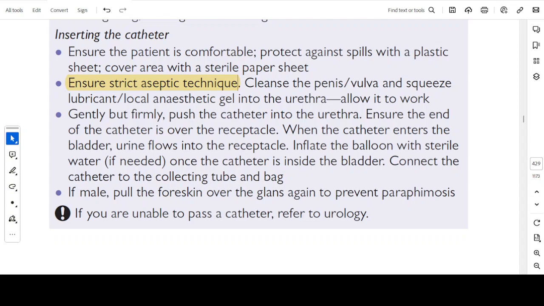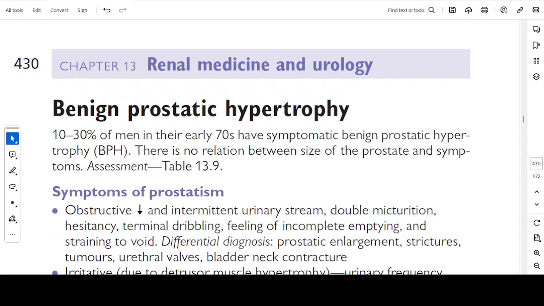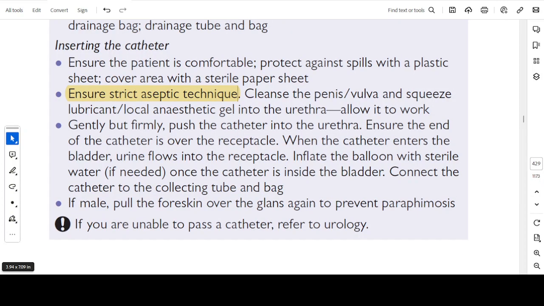Inflate the balloon with sterile water if needed once the catheter is inside the bladder. Connect the catheter to the collecting tube and the bag. If a male, pull the foreskin over the glans again to prevent paraphimosis. If you are unable to pass a catheter, refer to urology.